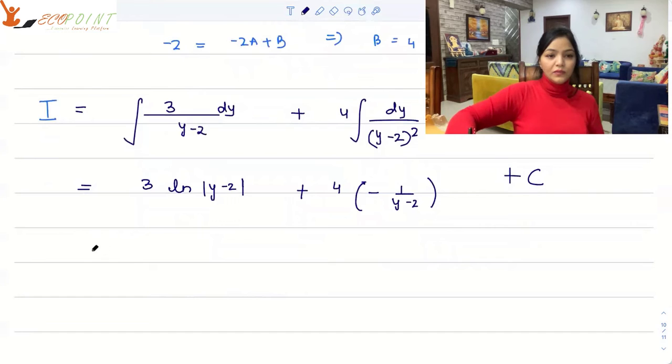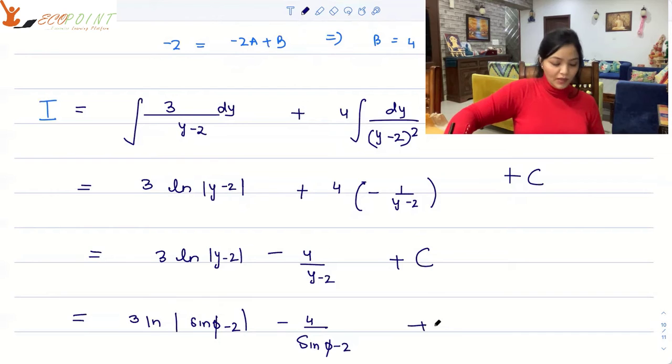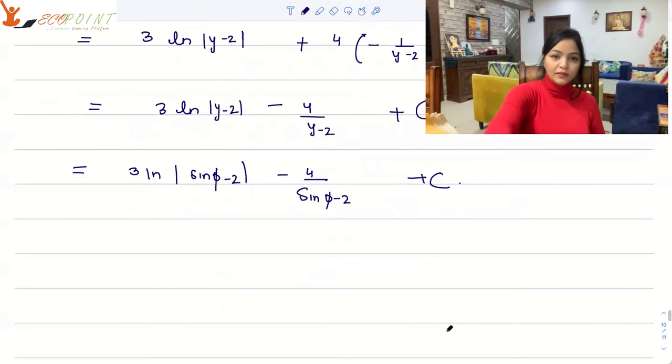So this will give you 3 log mod y minus 2 minus 4 upon y minus 2 plus c. Now in place of y, you can substitute back. So this is 3 log mod sine phi minus 2 minus 4 upon sine phi minus 2 plus c. That's going to be the correct answer.